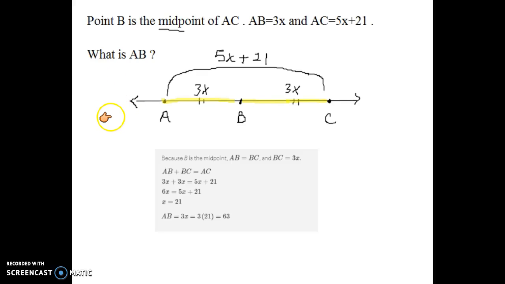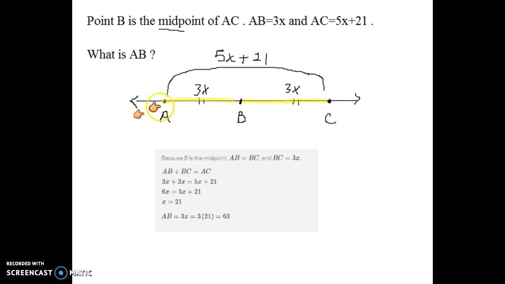All right, here is some help with quiz 1.04. Here we've got point B is the midpoint of AC. AB is 3x and AC is 5x plus 21. What is AB? So this is similar to question number 1 on the quiz.